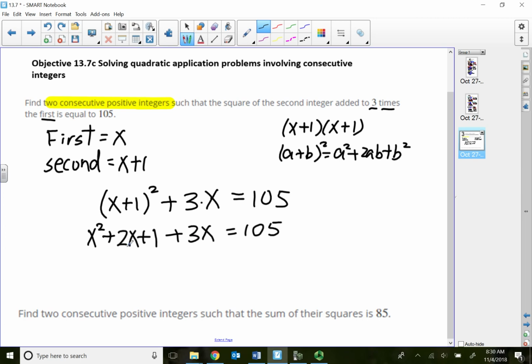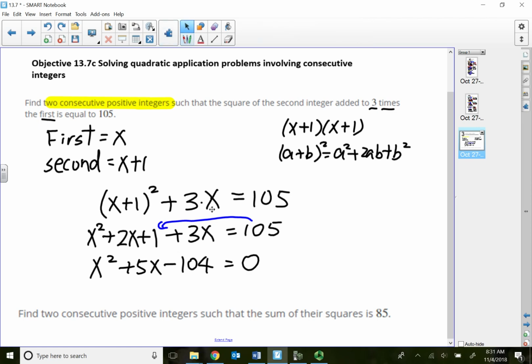Combine like terms. x squared is still x squared. 2x plus 3x is positive 5x. I'm going to move my positive 105 to the left side, so it can be combined with the positive 1. So I'm basically doing steps 3, 4, and 5 all together on the 8 steps of how to solve a quadratic equation. I'm doing a lot of these together, so that saved me some writing. Positive 105 comes over, becomes negative. 1 minus 105 is negative 104, equal to 0.